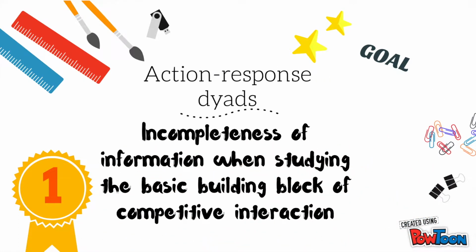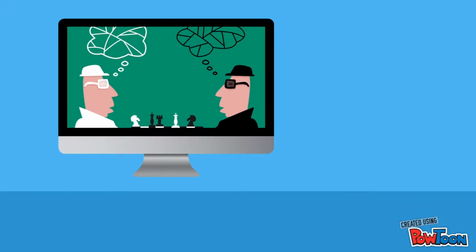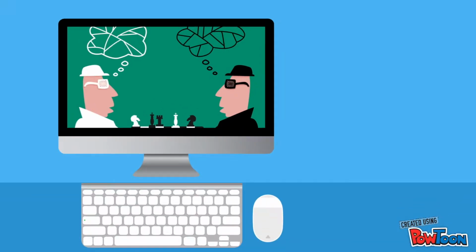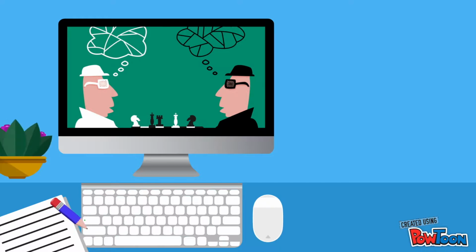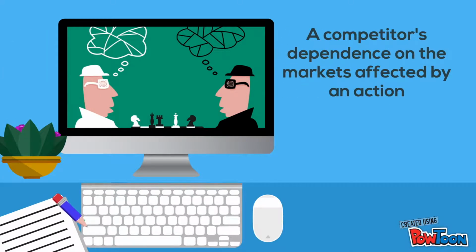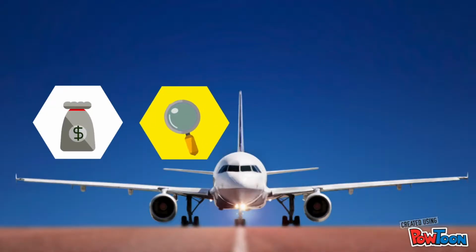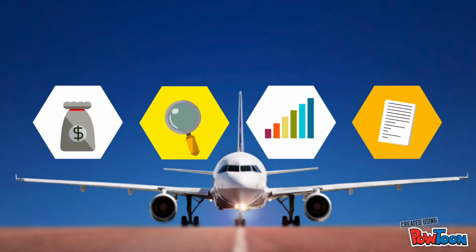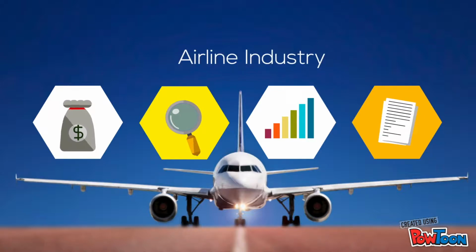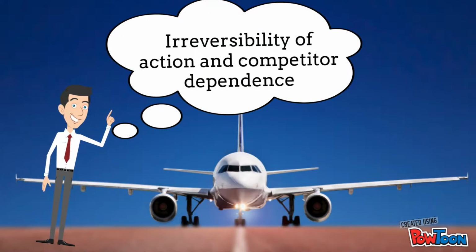The action-response dyads. Using a game theoretical framework, the authors identified two important variables that may play such a role in variance reduction. Firstly, a competitor's dependence on the markets affected by an action, and second, the irreversibility of a competitive action. Furthermore, drawing from an extensive review of competition in the airline industry, this study used irreversibility of action and competitor dependence to predict the following dimensions of response.